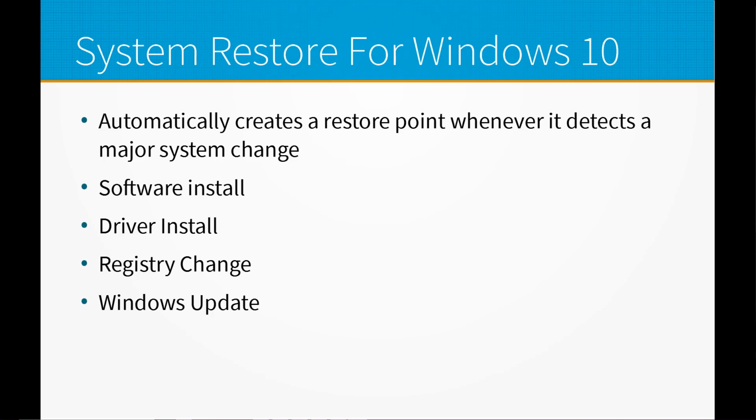Okay, so this is what it does. It automatically creates a restore point. It saves that working state of Windows whenever it detects a major system change. A major system change would be a software install. You install a game or application. It could be a driver install, so if you fitted some new hardware. It could be a registry change or some other major Windows settings change, or most importantly, a Windows update.